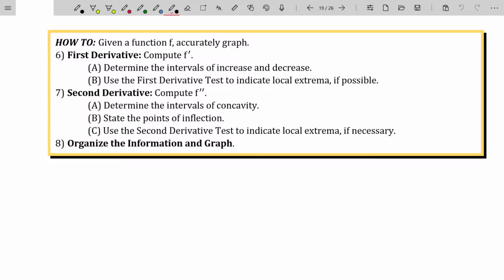The second derivative you'll compute. You'll find the critical numbers for that. Actually, technically, that would be called the critical numbers for the first derivative, but whatever. You determine the intervals of concavity. You state the points of inflection. And if you haven't found the local extrema, you could use the second derivative test to find the local extrema using that information. And then organize the information and graph.